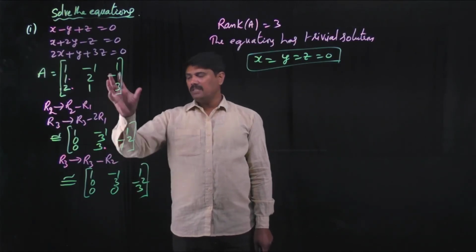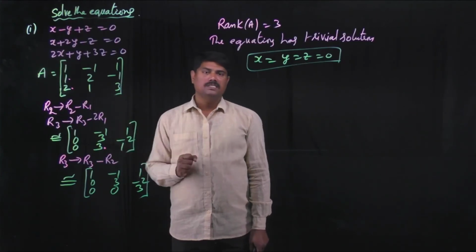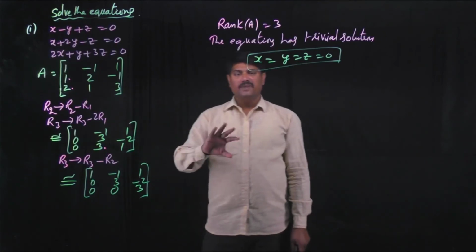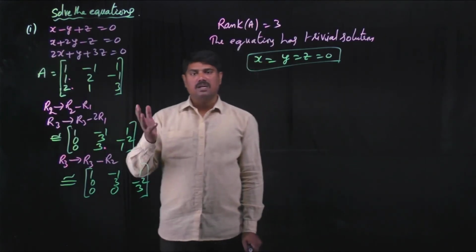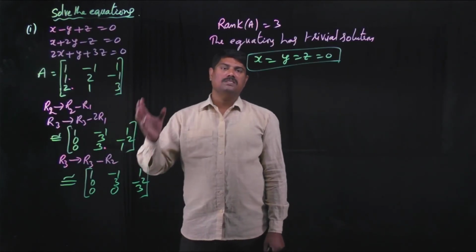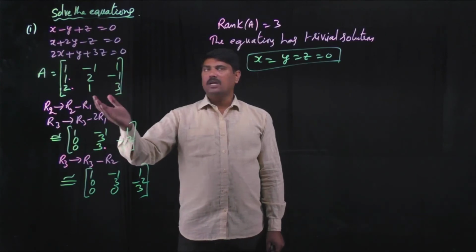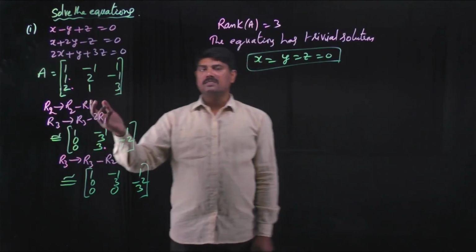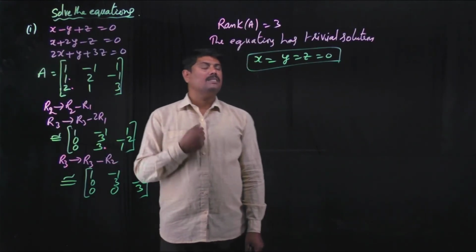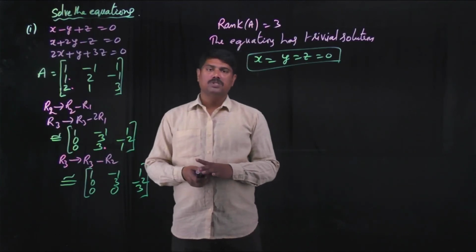If you observe, the rank of the coefficient matrix A is 3, so the given homogeneous equations have a trivial solution. Remember, first you have to classify whether the given equations are homogeneous or non-homogeneous. Only if the given equations are homogeneous can you give the answer like this. If rank of A is 3, or the coefficient matrix is non-singular, then the system has a trivial solution, that is x 0, y 0, z 0. This is how we solve given homogeneous equations.